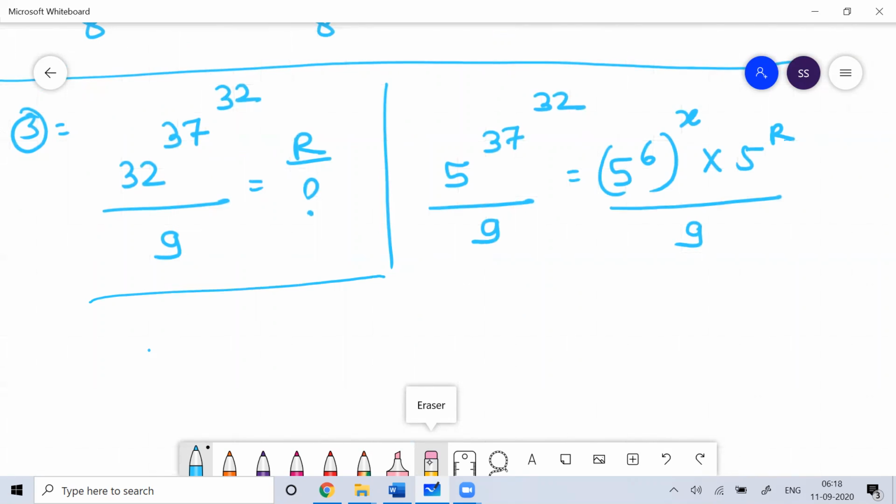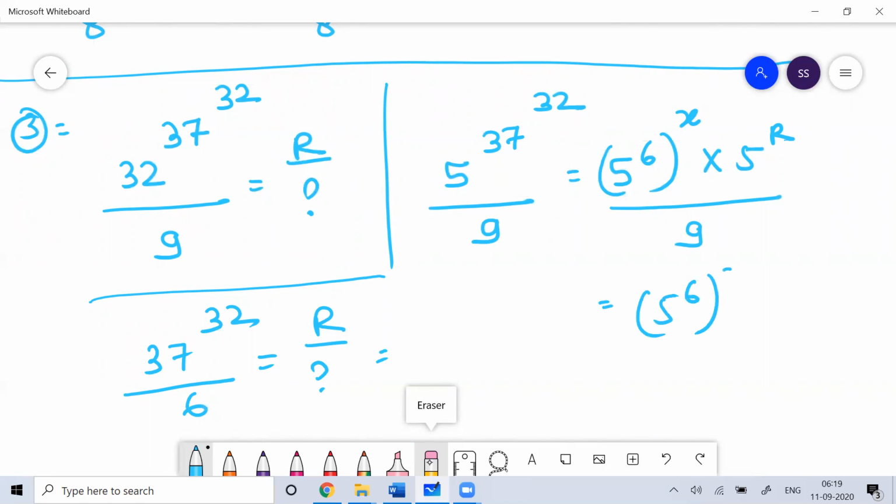So I need to check 37 to the power 32 when I divide by 6. What is the remainder? Okay, 37: 6 sixes are 36. So when 37 is divided by 6, you always get a remainder 1. 1 to the power anything gives 1 only. So ultimately this 5 to the power 6 to the power anything gives remainder 1 only, and this is 5 to the power 1 divided by 9. So ultimately you are getting 5 by 9. Okay, so the remainder for this problem is 5.